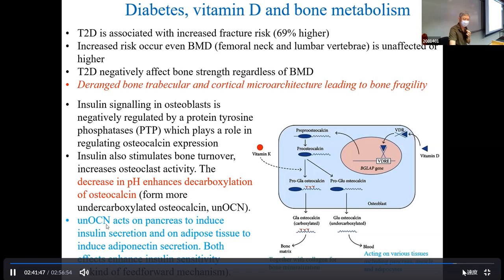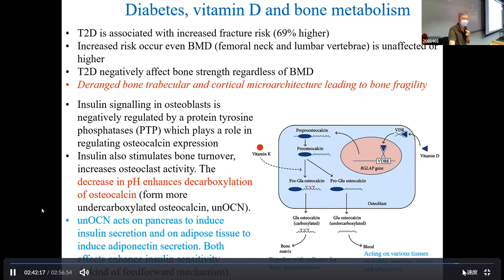And carboxylated osteocalcin. UN stands for uncarboxylated osteocalcin, so this is the original osteocalcin. It acts on the pancreas to induce insulin secretion and on edible tissues to induce adiponectin secretion, which is another hormone. Both effects enhance insulin sensitivity. So the osteocalcin somehow plays a role in affecting insulin secretion.